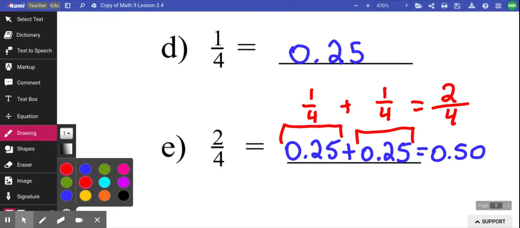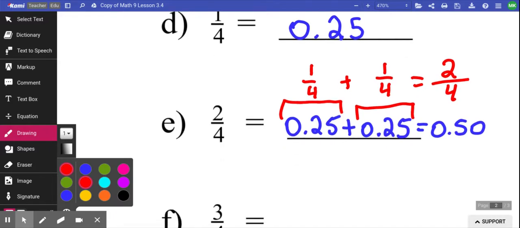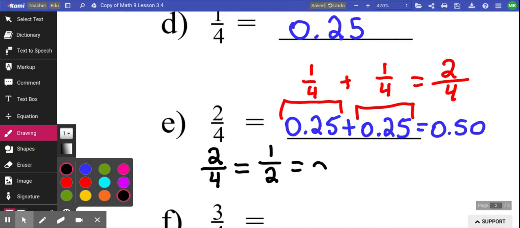Another way to do this is to reduce 2/4. So if you have 2/4, what could both those numbers divide by? 2, which would become 1/2. And people are pretty comfortable with knowing 1/2 is 0.5. All those strategies are legitimate.